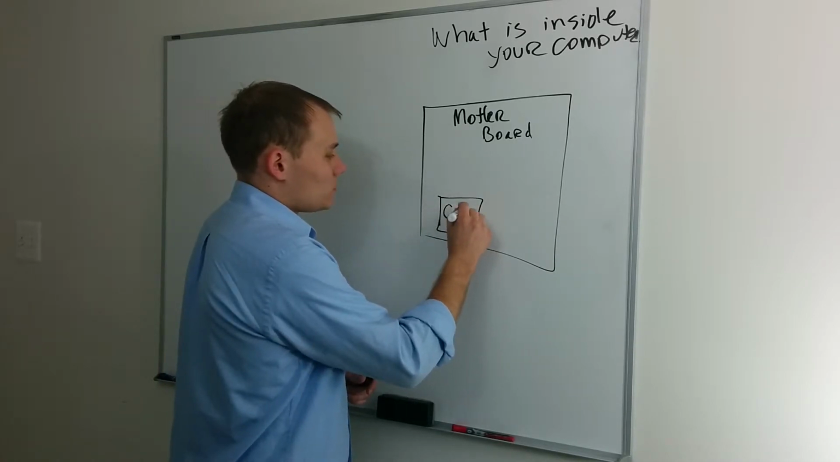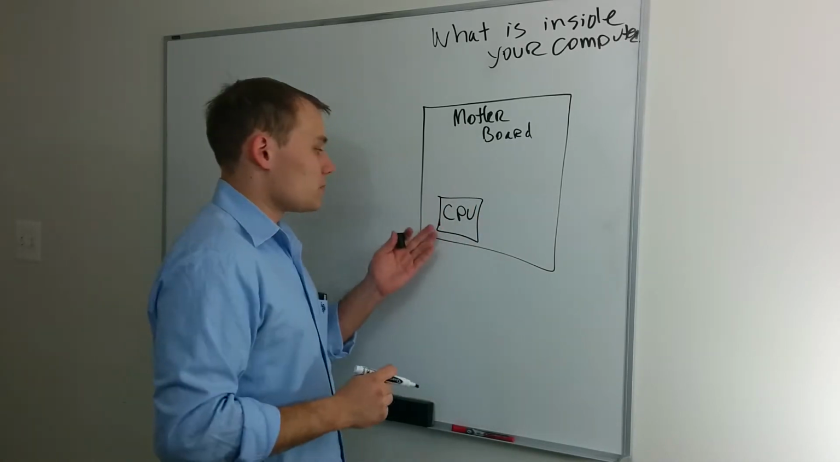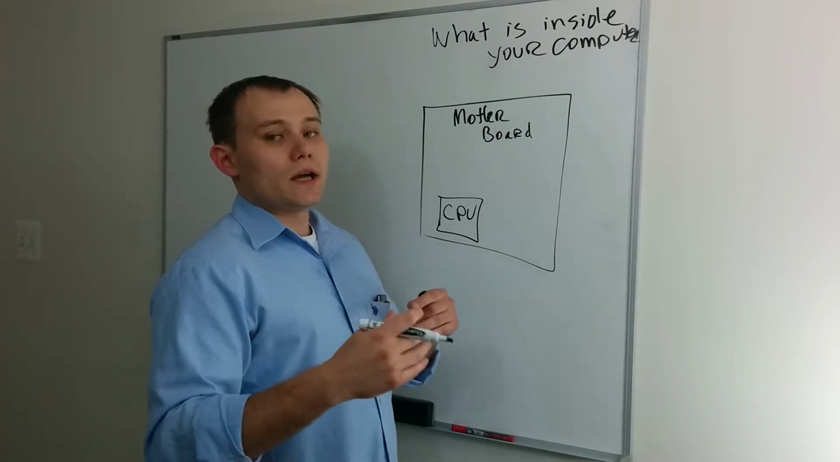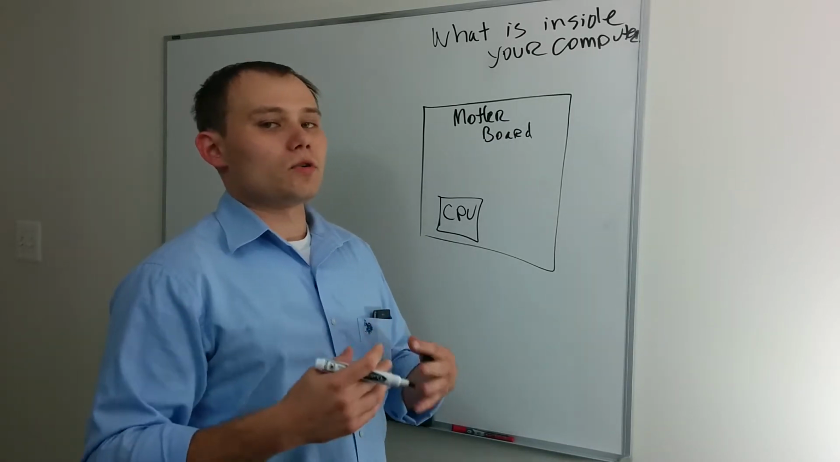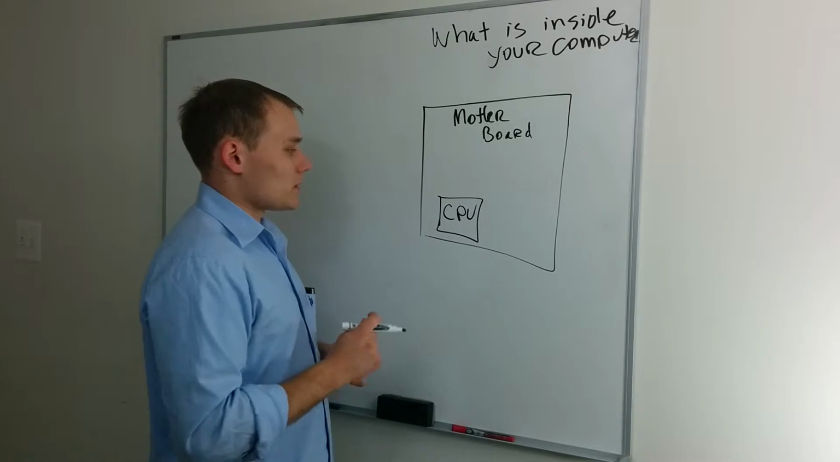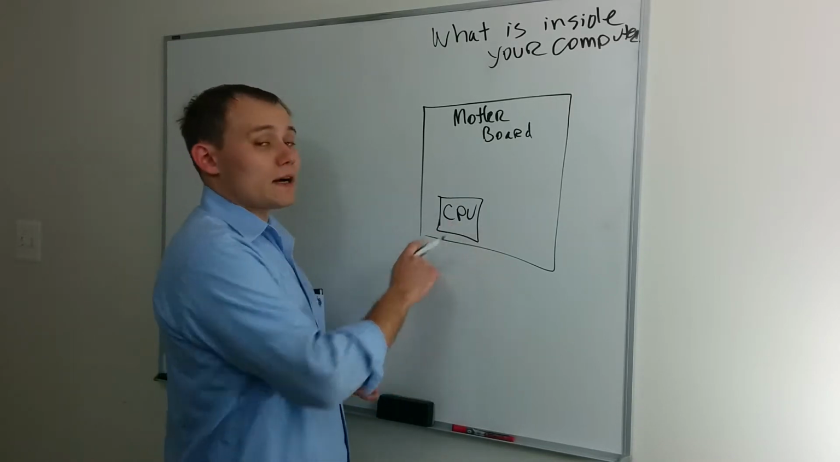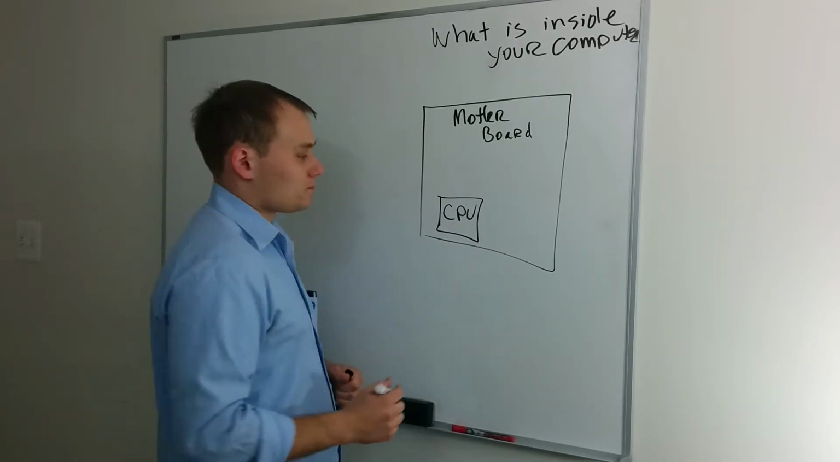Of course, we have our CPU. This is the processing unit of the computer. This is what actually performs all the number crunching and all the data manipulation inside the computer. This defines how fast you can process data.